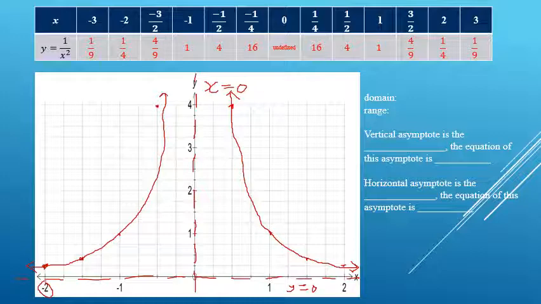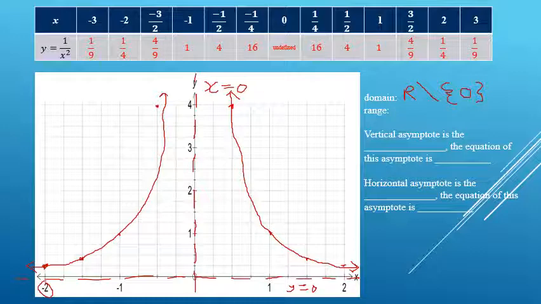Okay, we talk about the domain. The domain is what x values we can use in this graph. On this graph we can use all x values, so we say all the real numbers, but there's one value we can't use, so we say excluding, backslash, curly bracket, and the value in this graph we can't use for x is 0.